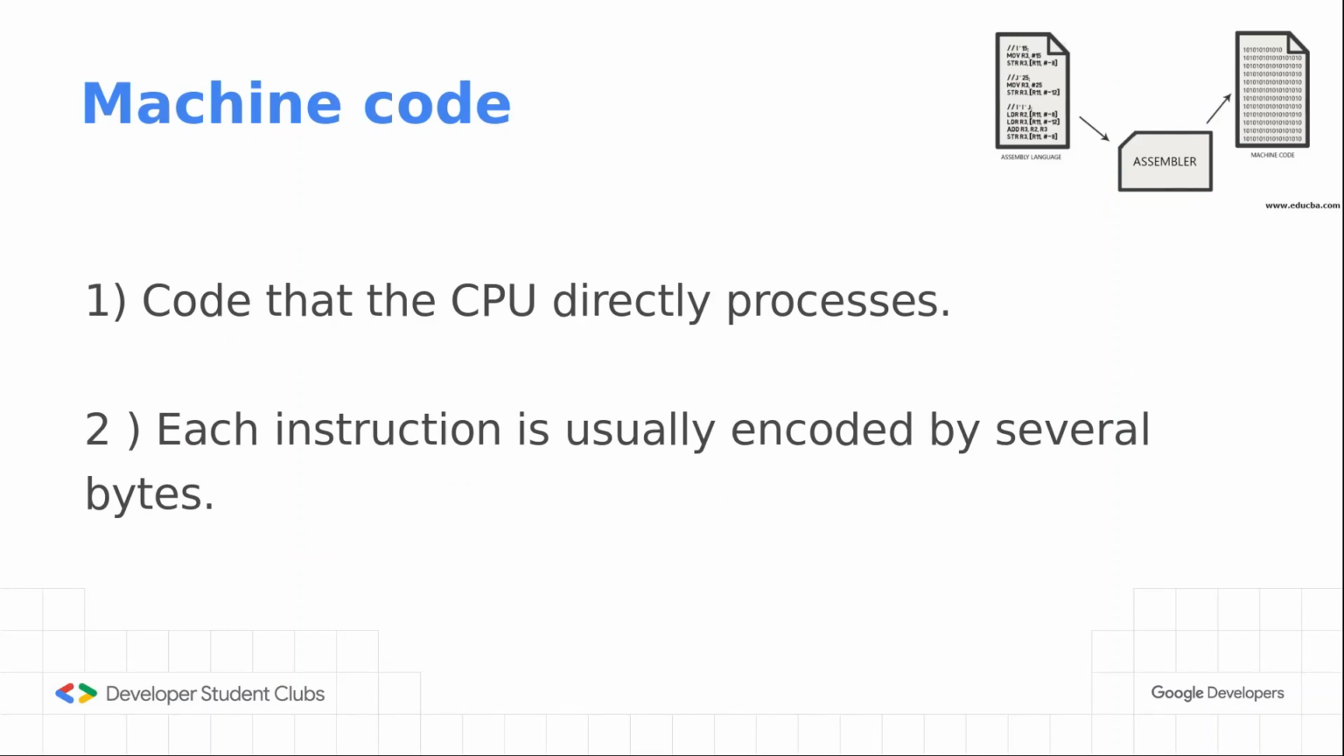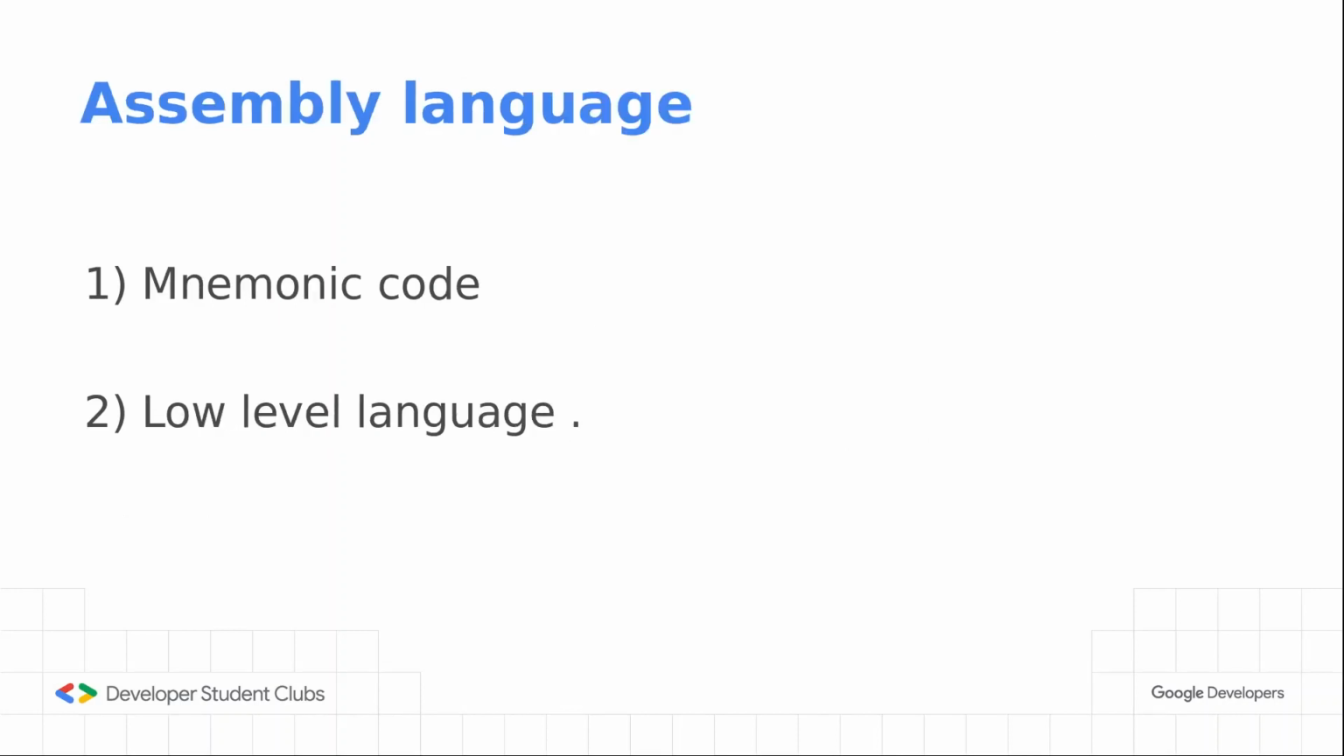Machine codes. Now these are the codes which CPU directly processes. An assembly language you can see in the picture gets converted into a machine code by an assembler. Each instruction is usually encoded into several bytes. But what about assembly language now? These are mnemonic codes which you will be seeing in a while, but then obviously a low-level language. Now we will see a picture on the language and hardware to understand more about it.